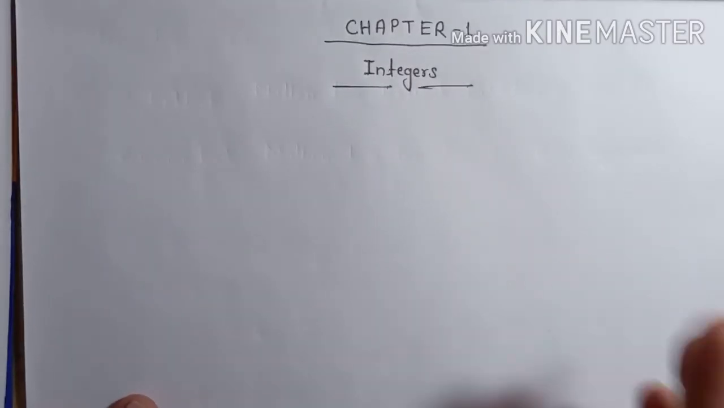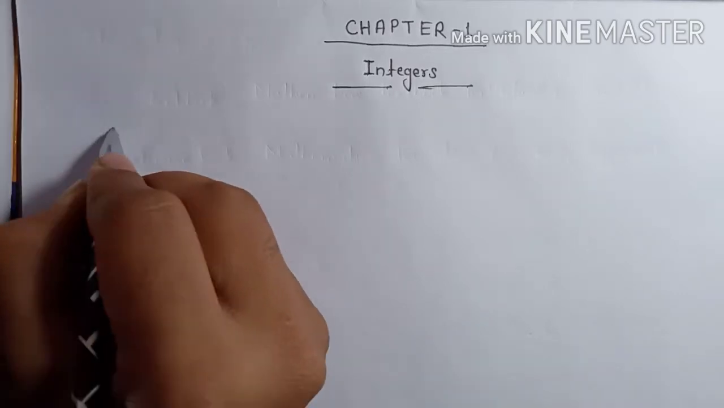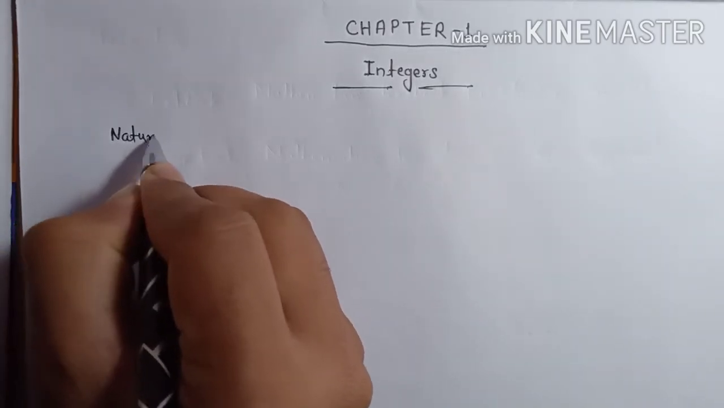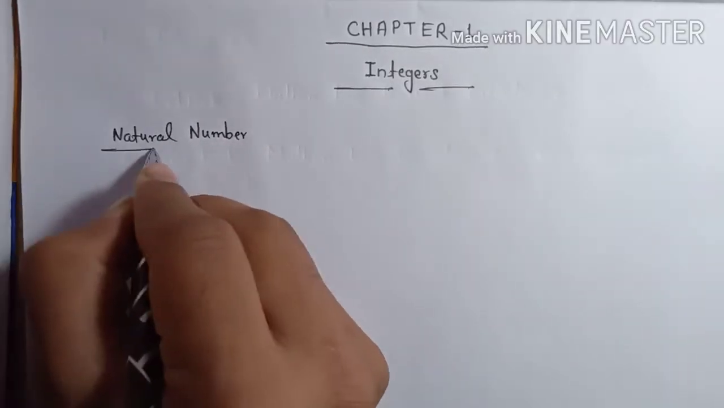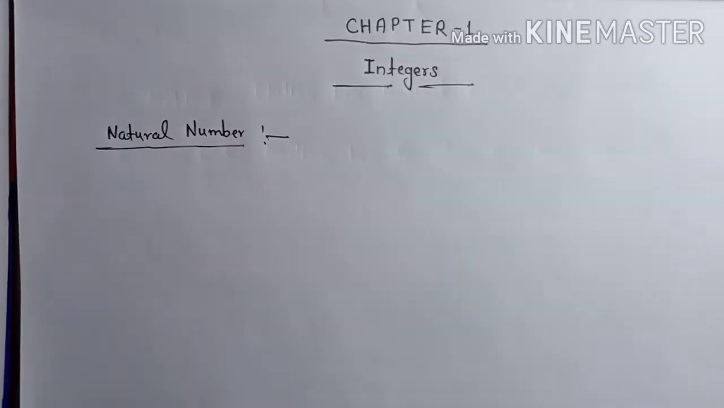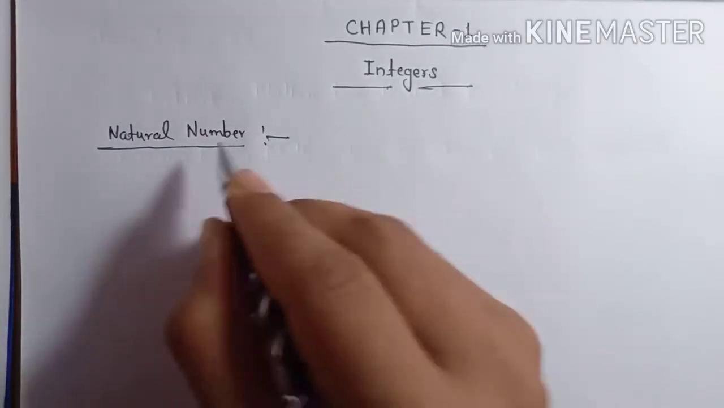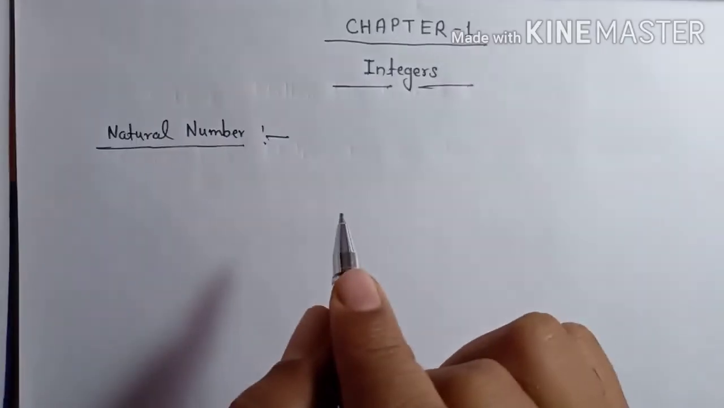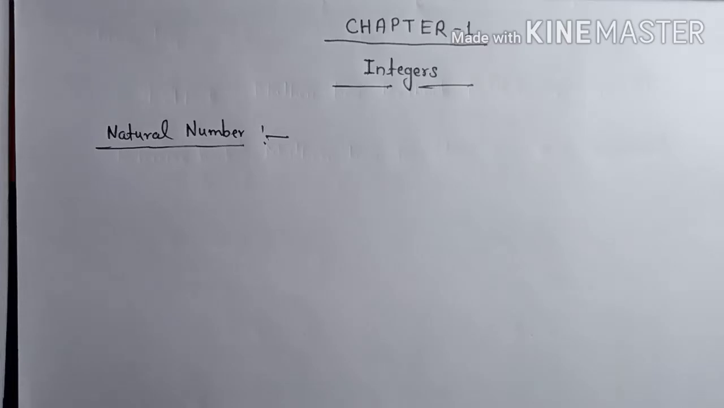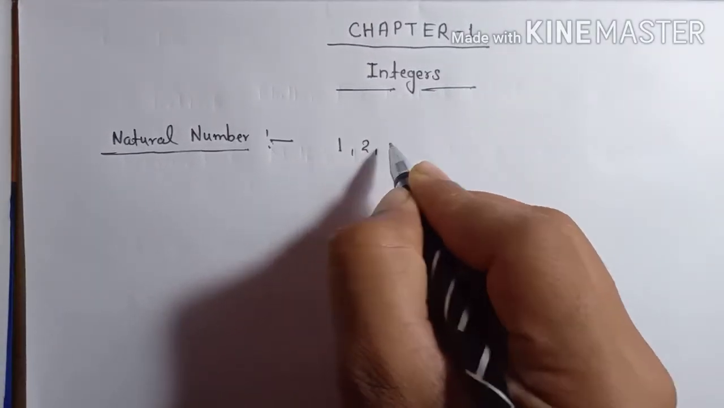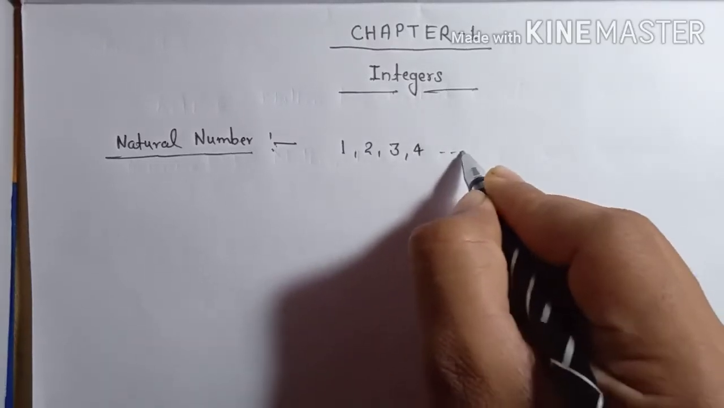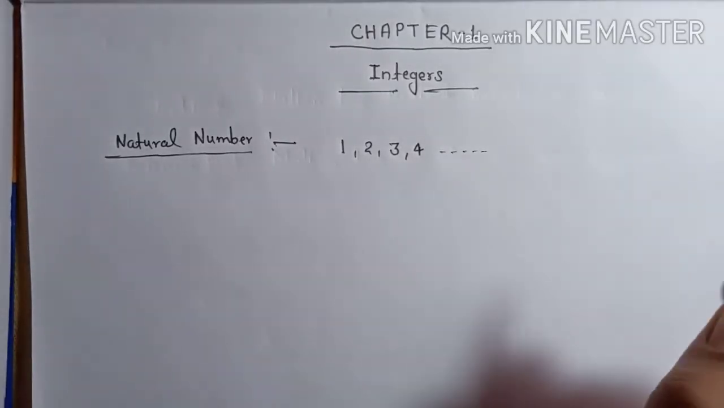But before that, let's see the basic number system. There is a type of number which is natural numbers. Numbers that we use for counting are called natural numbers. The numbers you use for counting are 1, 2, 3, 4 and so on. You never start from 0, you know that. So write here 1, 2, 3, 4 and so on. All these numbers are natural numbers.